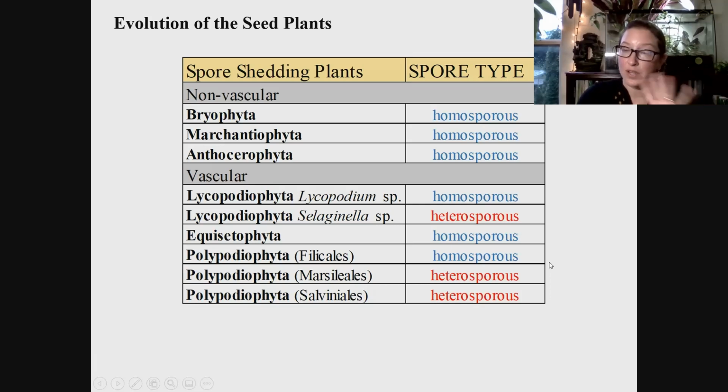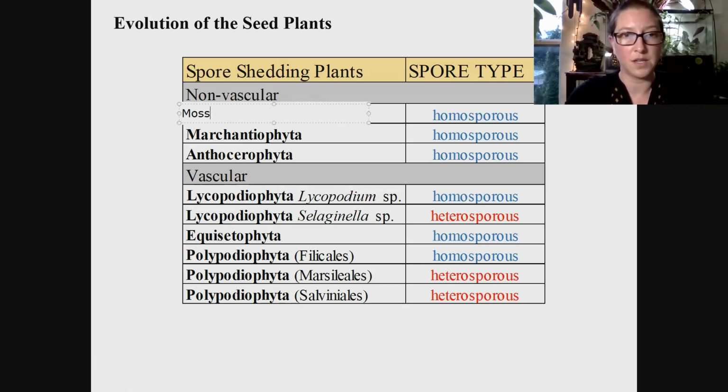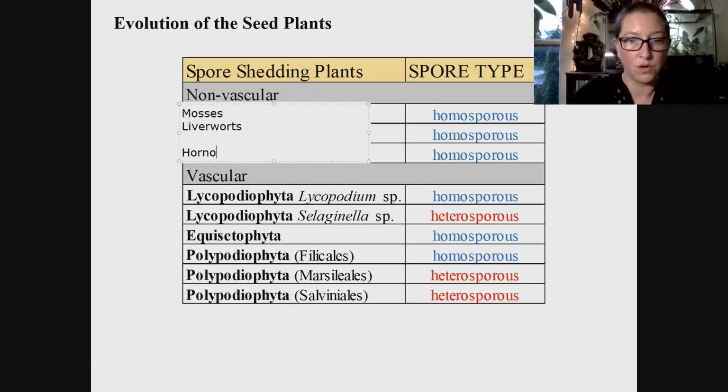So don't get nervous when you see this. You don't have to know the phylum names. It was easier, this was a photo from a previous lecture I did, but I don't want you to get scared. So here's what I'll do. Mosses, liverworts, hornworts. Look, mosses are homosporous, liverworts are homosporous, hornworts are homosporous, right?